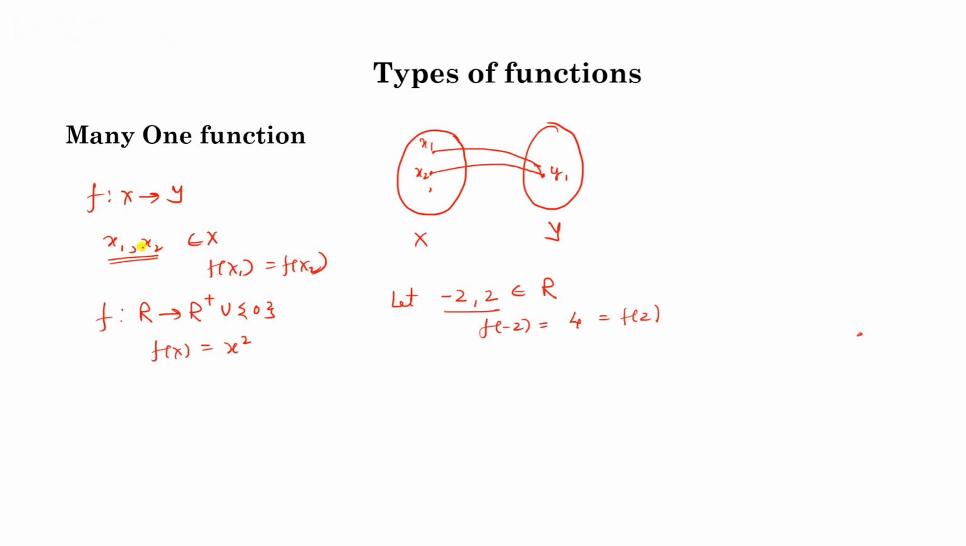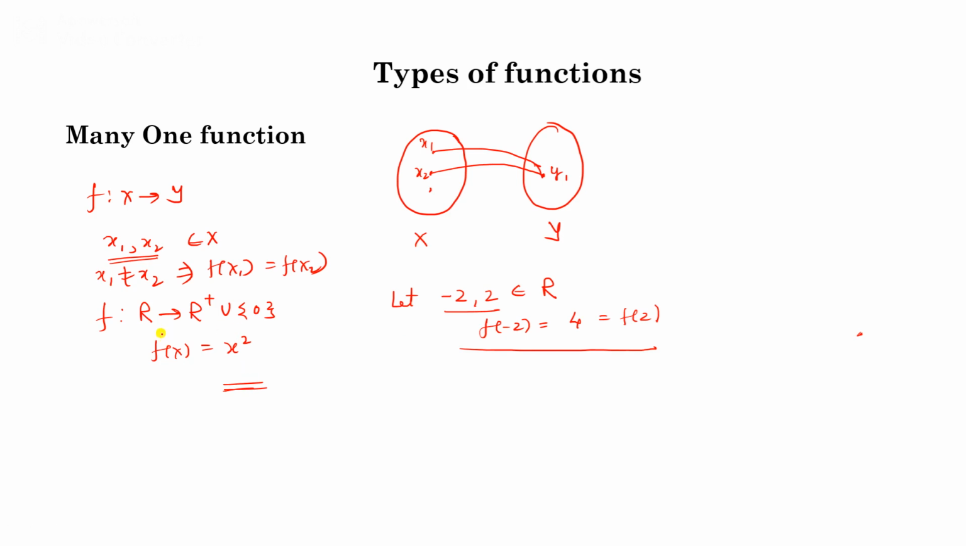So here in this definition, look at the x1, x2 different values. Here you can write x1 is not equal to x2, and this logically implies f(x1) equal to f(x2). So here we have shown that minus 2 and 2 are different, but f(minus 2) equal to f(2). So in this way you can say this function is a many-one function.